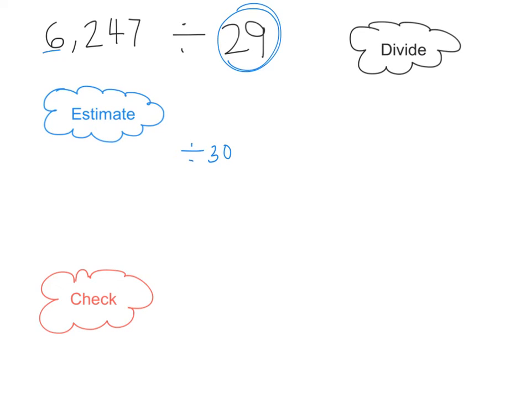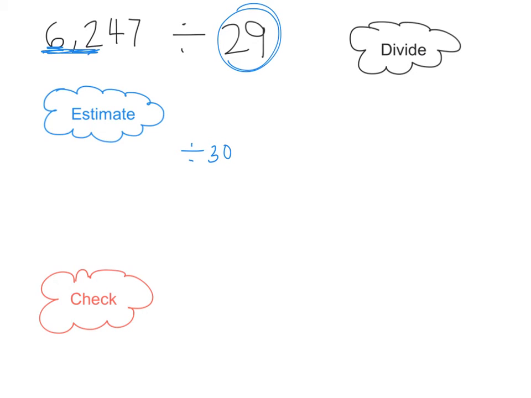Now, if I have in the thousands place a 6, can 6 be divided by 30? 6 is a lot smaller than 30. Could I do 6 divided by 30? No. I could. I would get a decimal, and I don't want that right now. I want a whole number. So let's regroup this 6 thousands into hundreds. 6 thousands becomes how many hundreds? 60 hundreds. And then I have 2 right here.